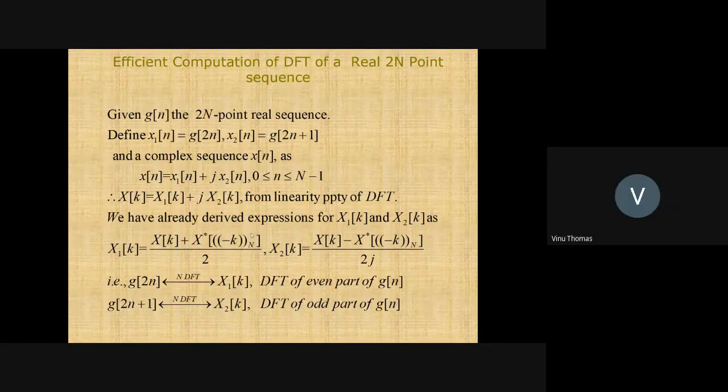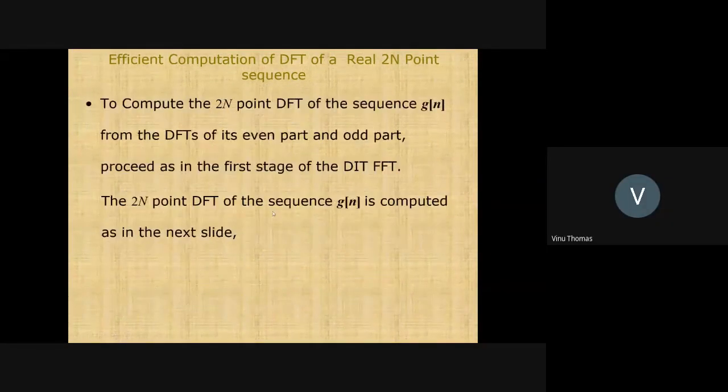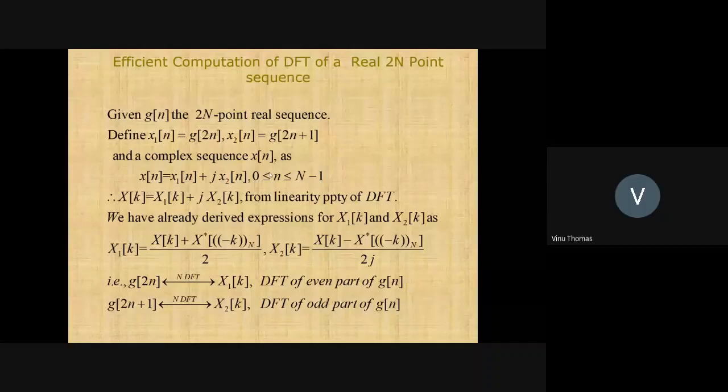And then we had a method to combine the DFT of the even component and the DFT of the odd component to find the total DFT. Do you remember that equation? Do you remember how we arrived at that? So now we will proceed further. Yes, k plus W_N raised to k, exactly. So instead of W_N, we will have W_2N, and that's it.